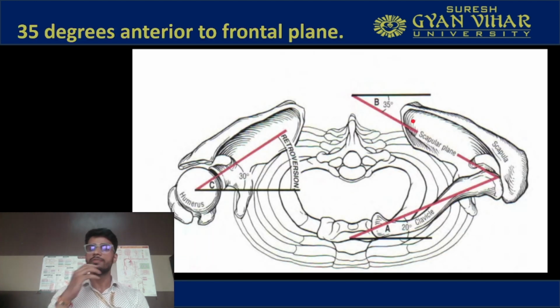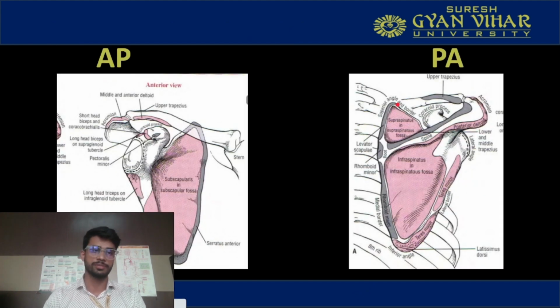Now also, as we saw earlier, the clavicle is 20 degrees posterior to the frontal plane, whereas your scapula is located 35 degrees anterior to the frontal plane. You can see this black line represents the frontal plane, and this red line is the scapular plane, and the angle between them is 35 degrees, and it is anterior. It is out in front of this line, and over here it is in the back of the line, which means the clavicle is posterior to the frontal plane and the scapula is anterior to the frontal plane by 35 degrees.